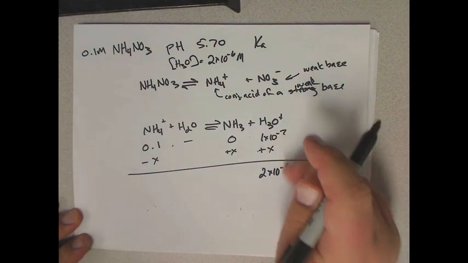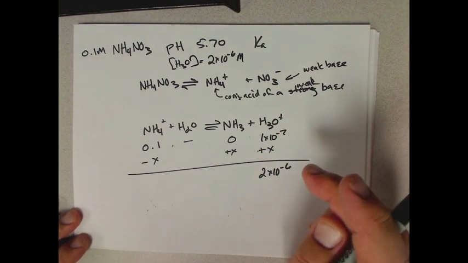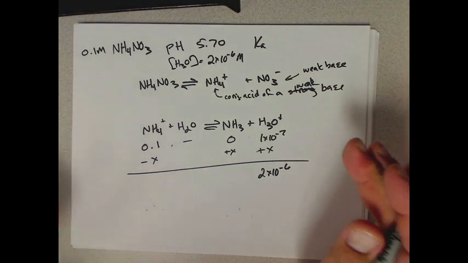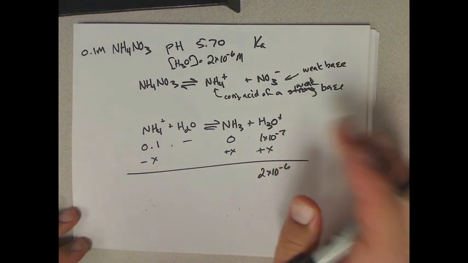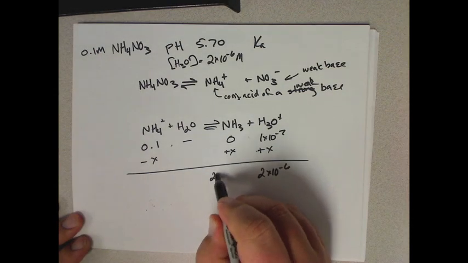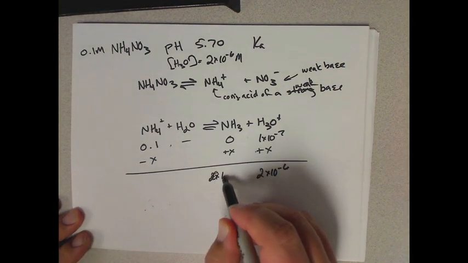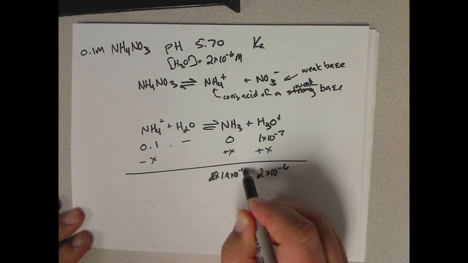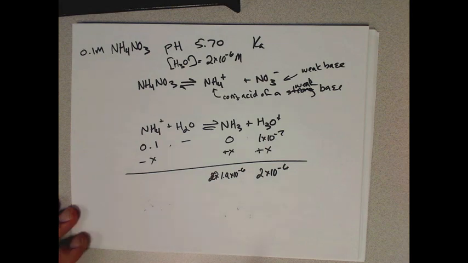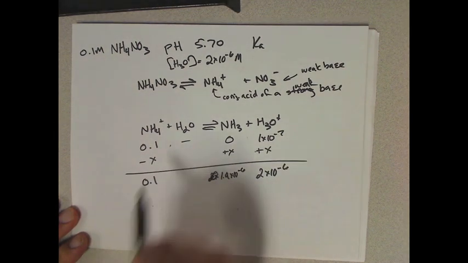Now the question is, do we really want to make this 1.9 times 10 to the minus 6? It's probably not worth it. We can just go ahead and ignore it, which makes our life a little easier. But if you wanted to, you could say this is 1.9 times 10 to the minus 6, and this one, of course, is way smaller, so this is still 0.1.